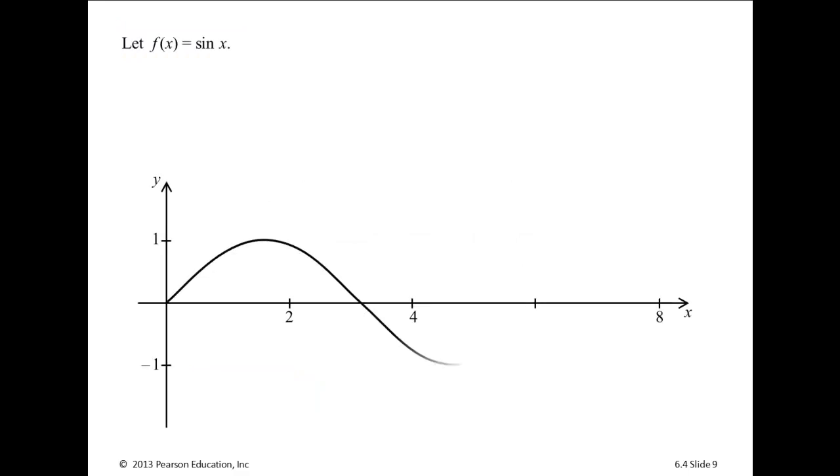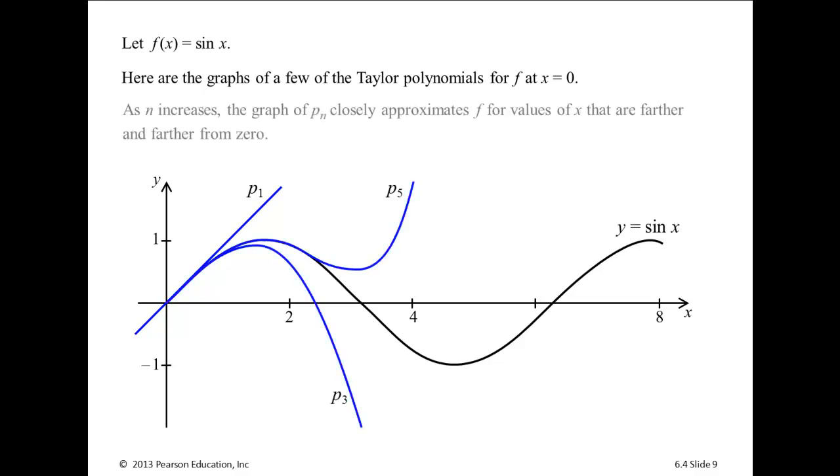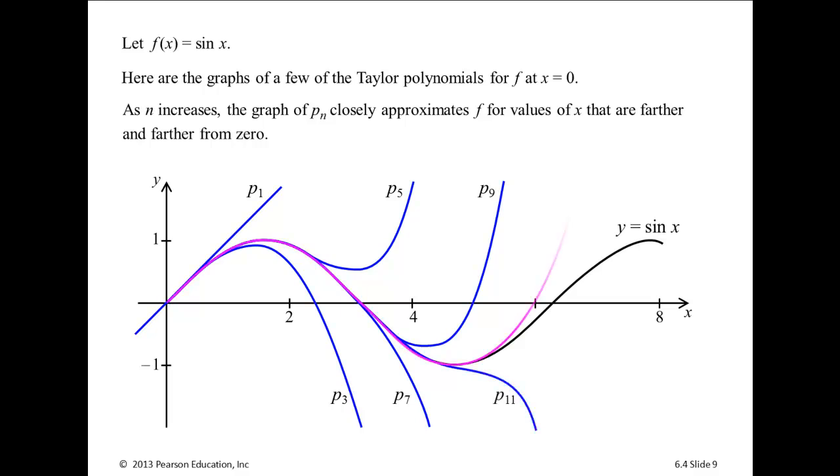One of my favorite slides starts by graphing the function f of x equals sine x. Then it graphs a few of the Taylor polynomials for f at x equals 0. As the degree of the polynomial increases, the graph of p sub n closely approximates f for values of x that are farther and farther from 0.